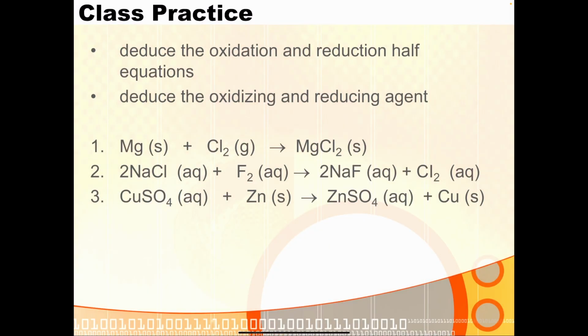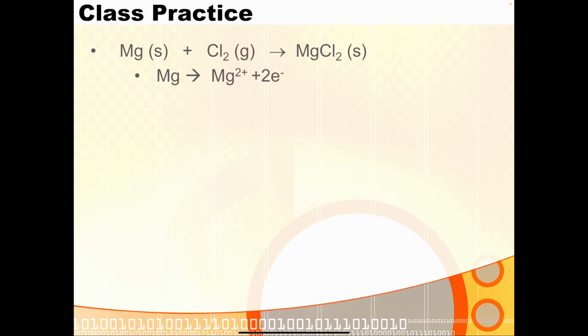Now deduce the oxidation and reduction half equations and deduce the oxidizing and reducing agent. So let's write down the half equation and find out the reducing and oxidizing agent. First question, Mg plus Cl2. We can write down the half equation: Mg becomes Mg2 plus, losing 2 electrons. Chlorine gains 2 electrons, forms 2Cl minus. Now Mg is the reducing agent. Why? Because it loses electrons, therefore it is the reducing agent. Chlorine is the oxidizing agent. Why? Because it gains electrons.